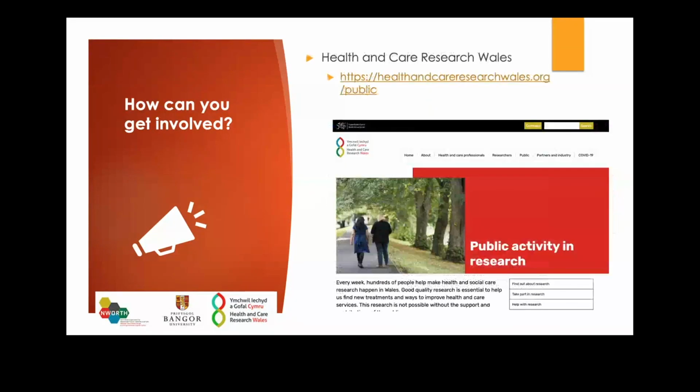Then Health and Care Research Wales, across Wales. It is a network organization supported by the Welsh Government, which brings together a wide range of partners across the NHS in Wales, universities and research institutes, as well as local authorities. But this is just in Wales. They have a lot of information about public activities and taking part in research. They also provide training, so if you are interested in anything, please do go on their website.